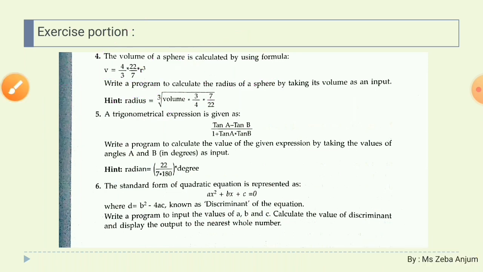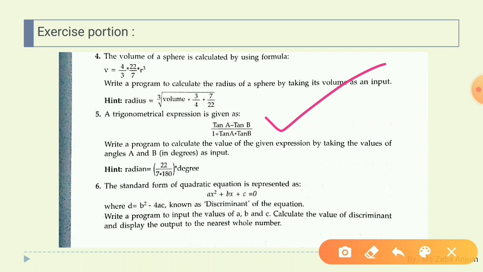Okay, now see the fifth one. A trigonometrical expression is given as this. Yes, this is your basically what? A trigonometrical expression. Write a program to calculate the value of the given expression by taking the value of angle A and B in degrees as an input. So we have to take 2 inputs, basically the value of A as well as the value of B, and in degrees.